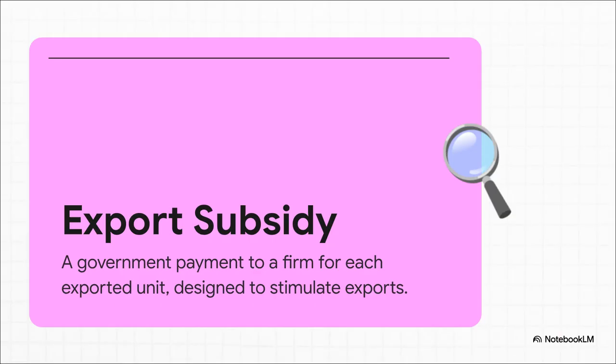All right, Section 4, Subsidies and Export Restraints, or as I like to call it, tilting the scales. Enter the export subsidy. This is a direct payment from a government to a local firm for every single unit they sell abroad. Now, sure, while it sounds incredibly helpful for local businesses looking to expand globally, an export subsidy actually reduces overall national welfare. Why? Well, because it artificially interferes with the free market. It ends up encouraging local production that completely ignores a country's true comparative advantage.